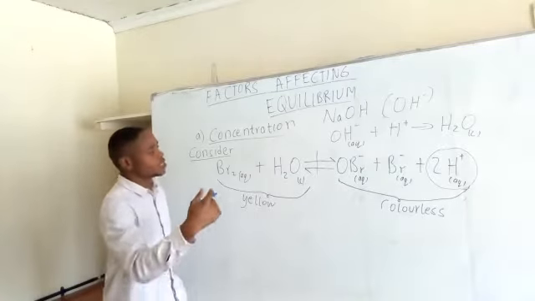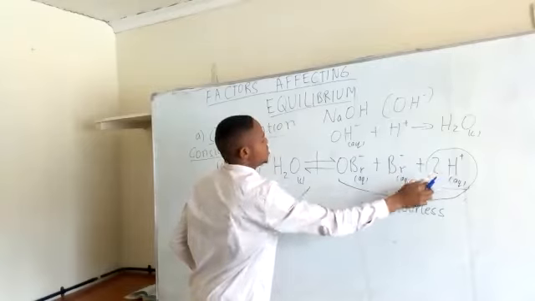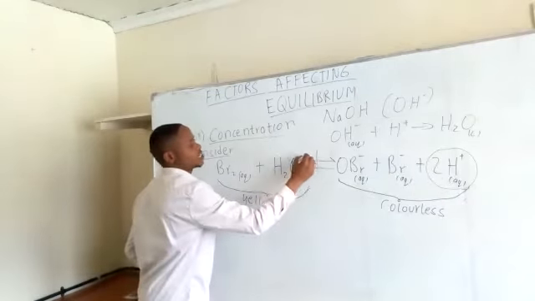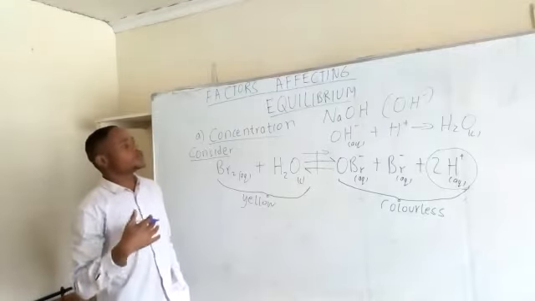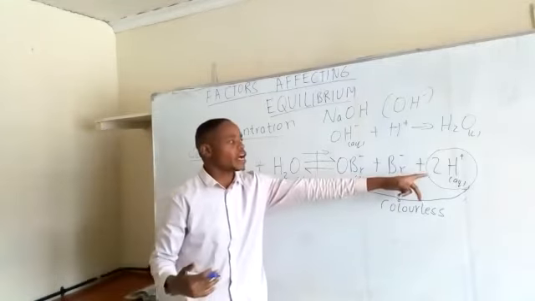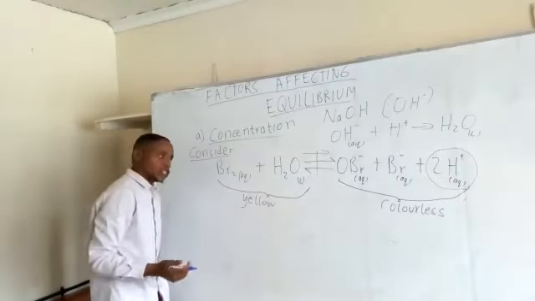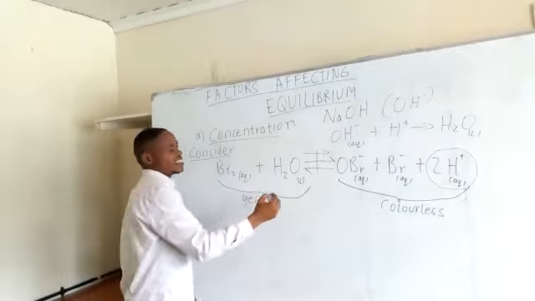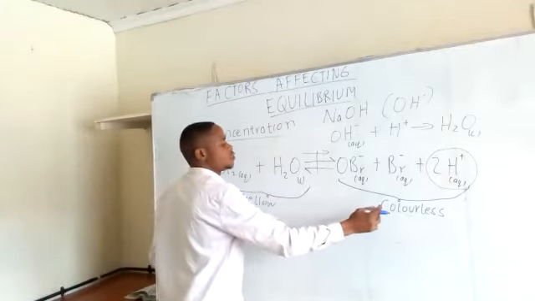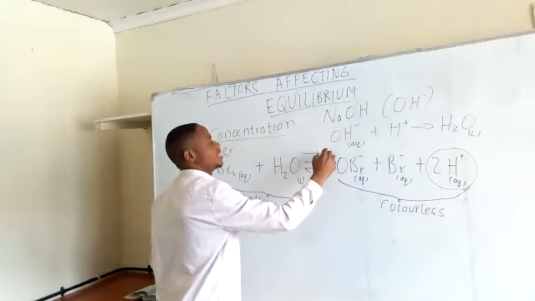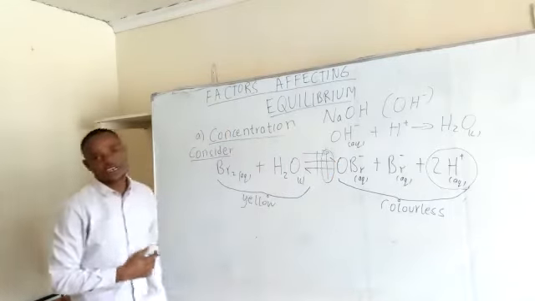And which side will it shift to? Because the hydrogen ions are reducing, the forward reaction will be favored, so that it produces more hydrogen ions. And so our solution will turn from yellow, our solution will tend to turn colorless, showing that the equilibrium has shifted to the right hand side.